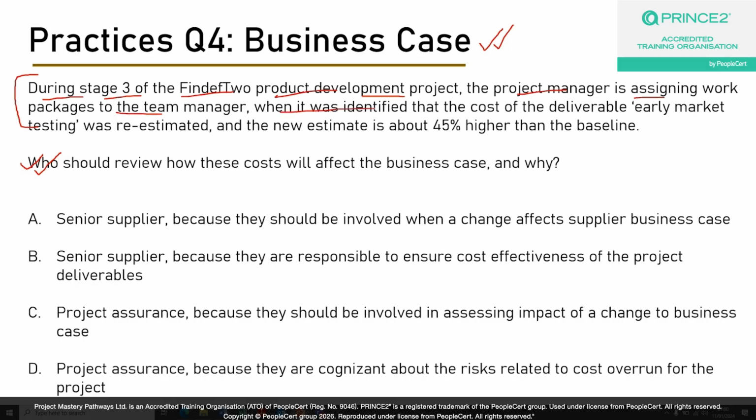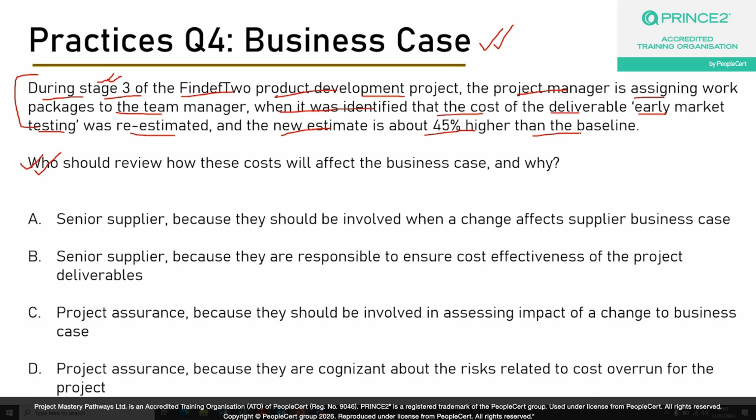Okay, when it was identified that the cost of the deliverable early market testing, again, please go back to your manual and check the deliverables section of the FindF project, and you will see this deliverable called early market testing linked to stage 3 of the project. Okay. So when it was identified that the cost of the deliverable early market testing was re-estimated, and the new estimate is about 45% higher than the baseline. Okay, so that's a change that was identified.